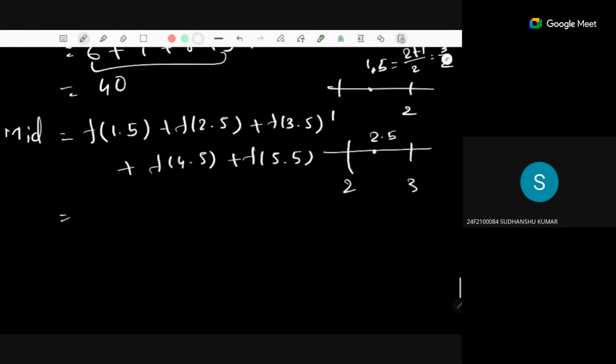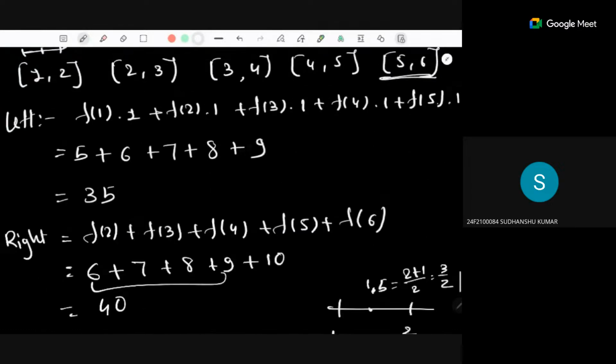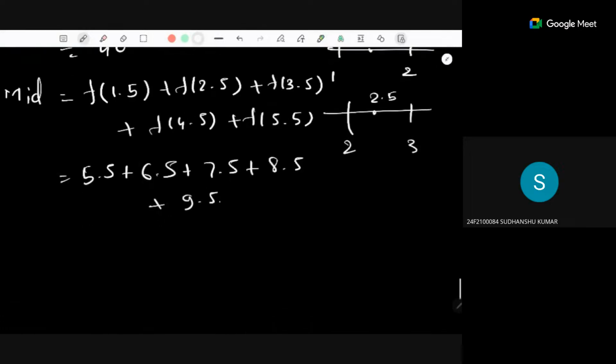So the value of the function at these points is nothing but x plus 4. So 1.5 plus 4 will be 5.5, 6.5, 7.5, 8.5, 9.5. Okay, so we know that the sum 5, 6, 7, 8, 9 is nothing but 35. So this will be 35 plus 1 plus 2 plus 2.5, which is 37.5. So ultimately, the mid Riemann sum is nothing but 37.5.